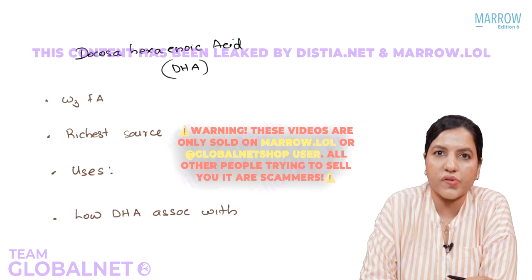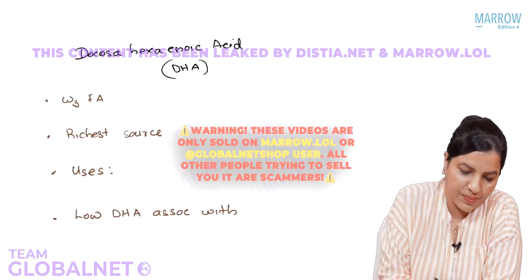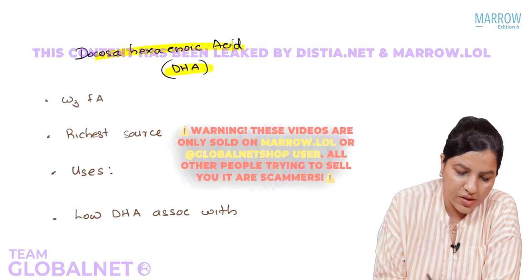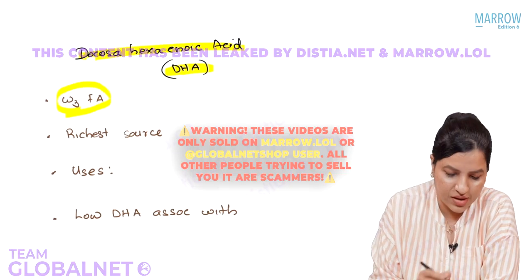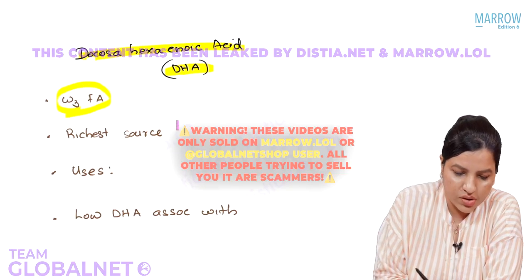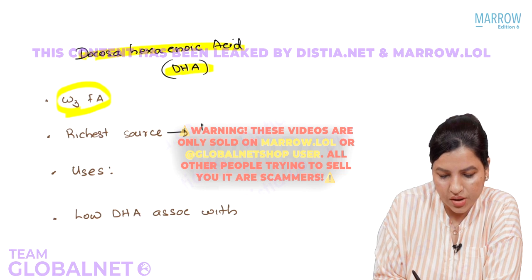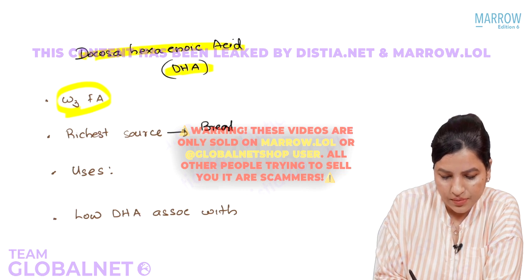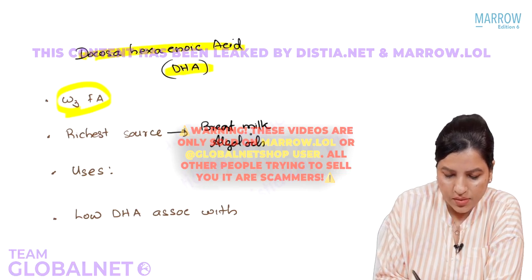So, now we are going to discuss docosahexaenoic acid, DHA. First and foremost, it is an omega 3 fatty acid, already discussed. What is the richest source? Even though I cannot say richest source, the only sources are breast milk, algal oils and fish oils.